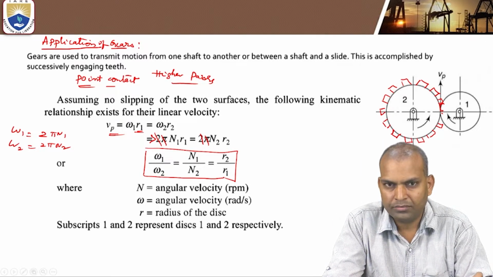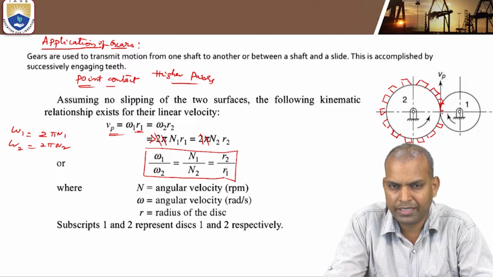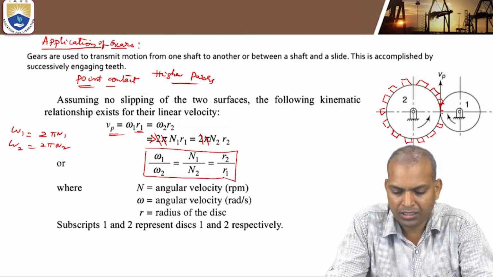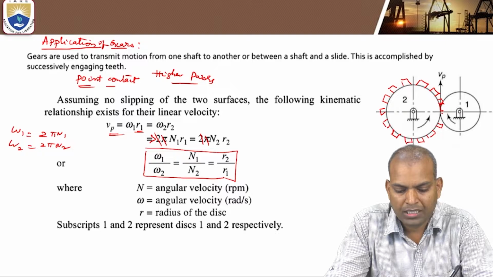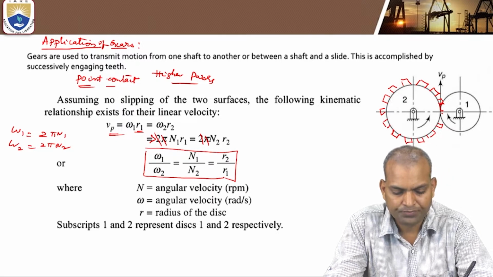What is a lower pair? If the contact between two elements is surface contact or area contact, then those pairs are known as lower pairs. But here the contact between the two gear wheels is a line contact or point contact. That's why these pairs are known as higher pairs.